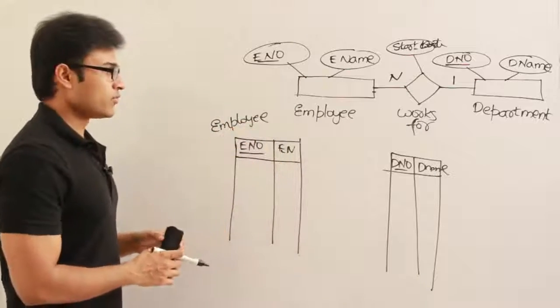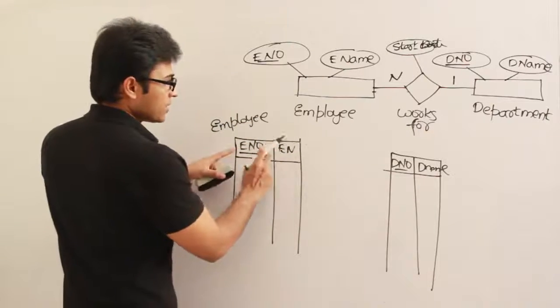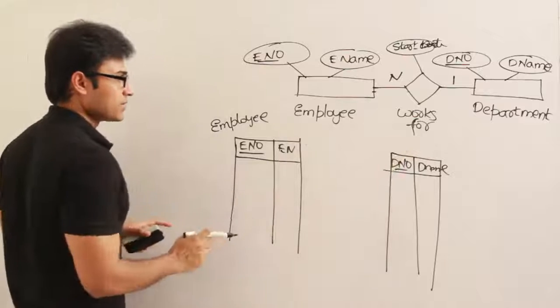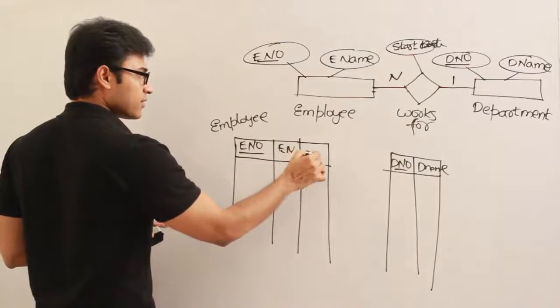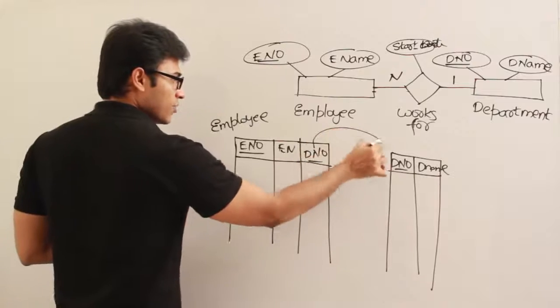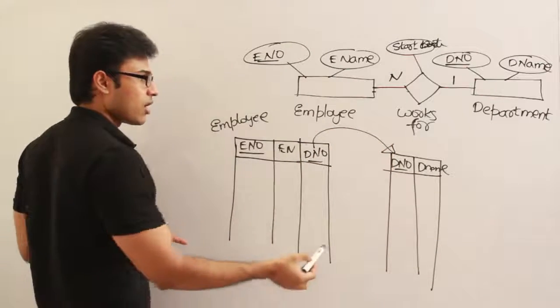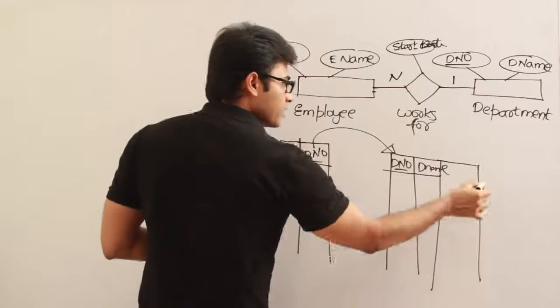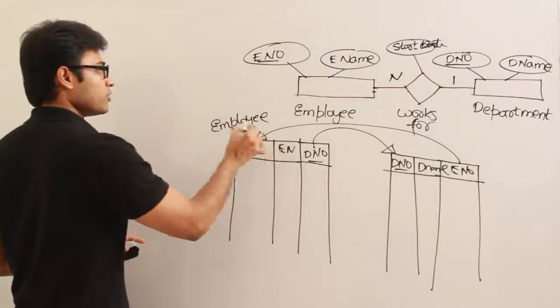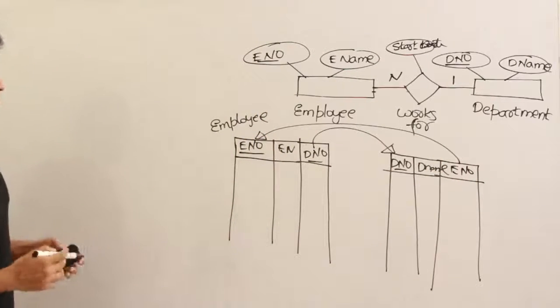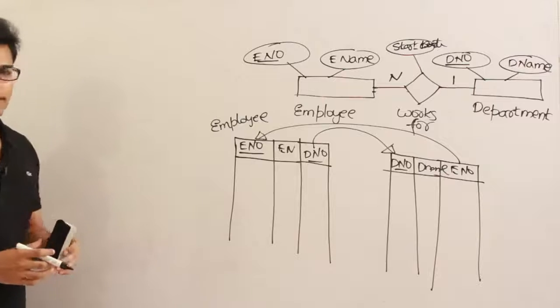So how are you going to put the foreign key? Should I put the foreign key this side or that side? Which means, should I put the department number here and then make this refer to this, or should I put employee number here and then make it refer to this? Which one makes sense, which one is meaningful, which one is possible in fact?